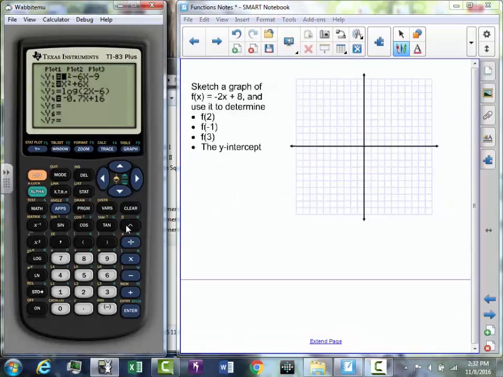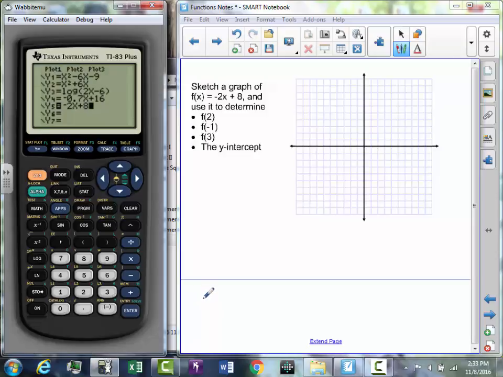So first thing, go to your graphing calculator to your y equals screen, and you probably have equations there. If you want to, delete them all. If you don't want to, because you want to save them for later, just turn them off temporarily and type in the new graph. It is negative 2x plus 8.